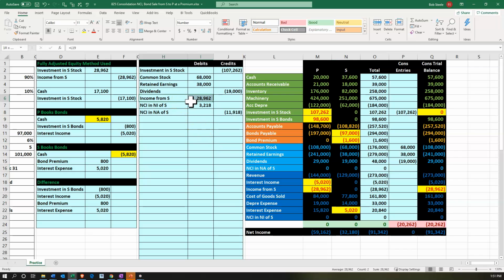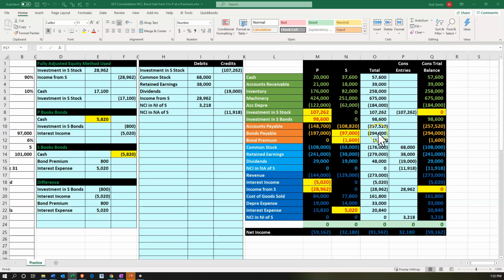And then we've got the income from S down below. We'll pick that up, and that's going to bring it down to 0. So that's nice. Nothing funny's happening here. Those are down to 0. Then we've got the non-controlling interest. Going to pick that up in the net income and the non-controlling interest in the NA. So all that works just as we would expect, and just excellent.